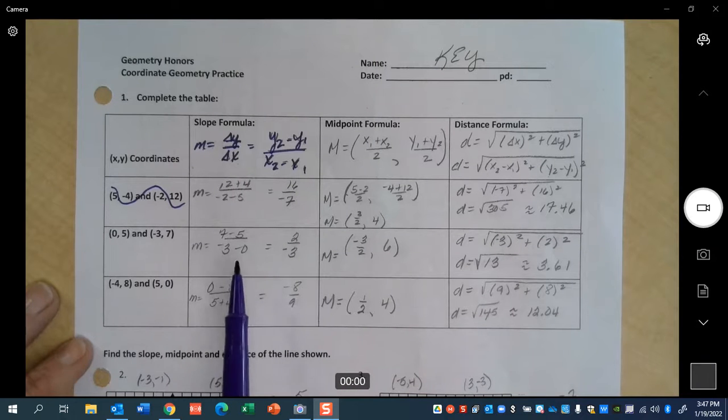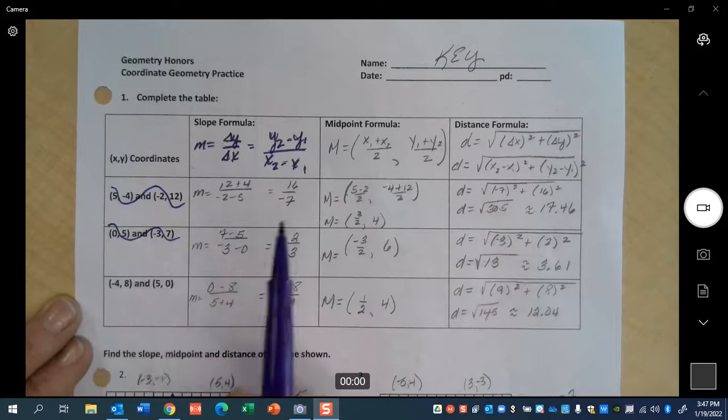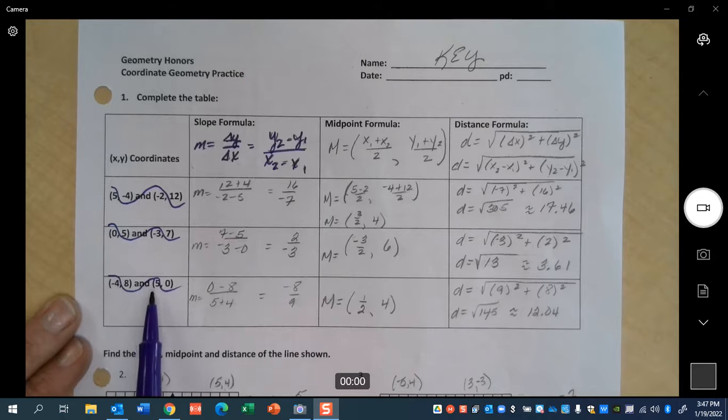So with each of these, we want to make sure that we're careful about 7 minus 5, negative 3 minus 0. We want to make sure we're careful with 0 minus 8 and 5 minus negative 4. That's where that plus sign comes into play.